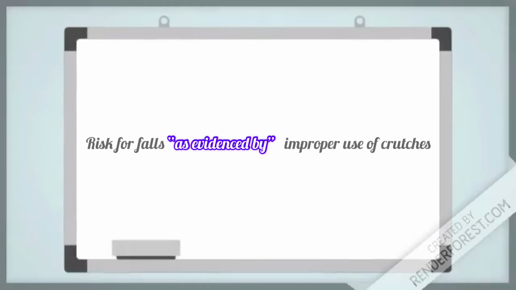And the main difference between the risk diagnosis, that's the two-part diagnosis, and the three-part diagnosis, is that with the two-part, we don't use related to to join the two different statements, but rather we use as evidenced by. So you can say that risk for falls related to, are you getting it? We can't say risk for falls related to improper use of crutches, but rather we can say risk for falls as evidenced by improper use of crutches.